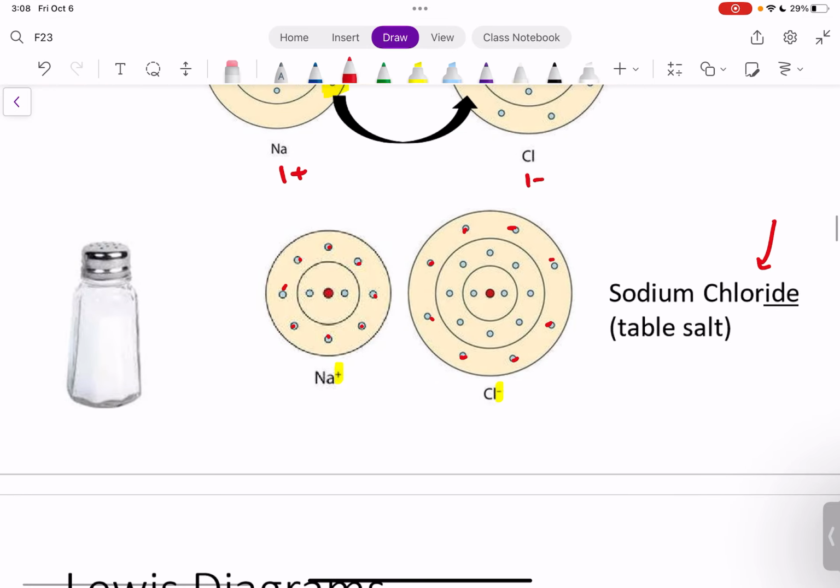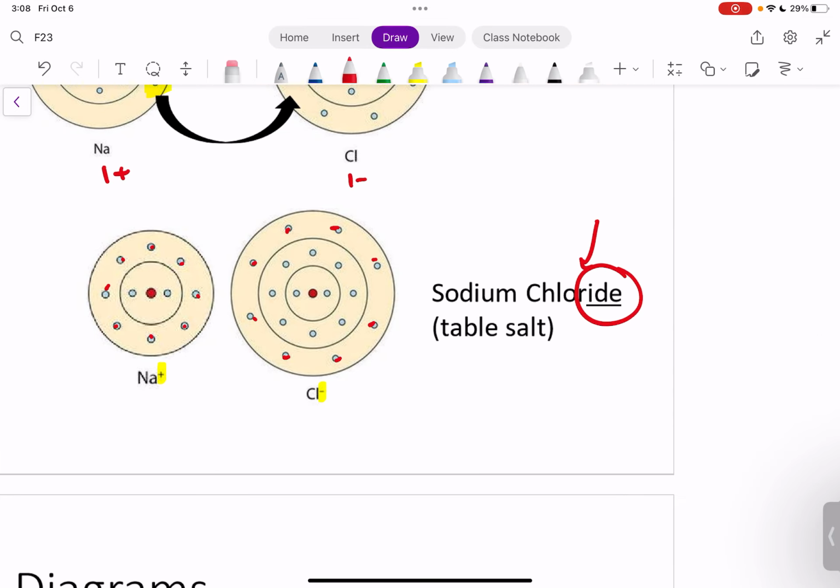Pretty cool. Also, remember, sodium is our positively charged ion, which we call a cation. Chlorine is our... chloride is our negatively charged anion. That's why it gets the ending chloride instead of chlorine. Okay?